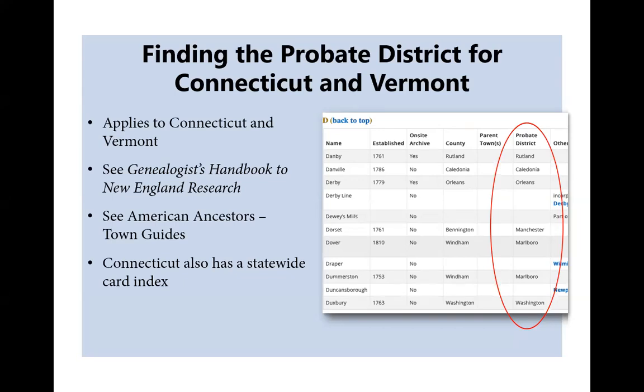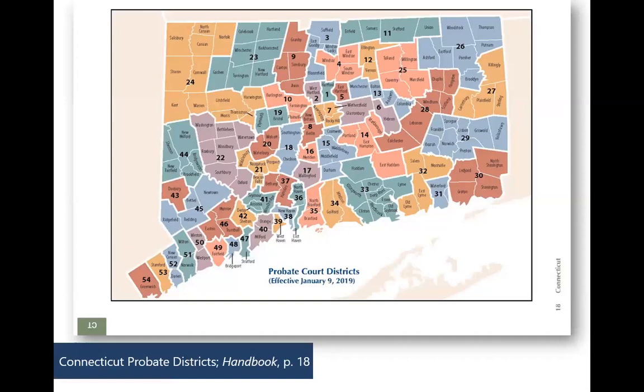Connecticut also has a statewide card index, but you do need to go to a family history center or a family history affiliate in order to view it. This slide shows the page for Connecticut probate districts by number. You may recall when I showed the Connecticut town page with the town of Chaplin, it listed the probate district as 28. That is a diagonal piece of red towards the right-hand side of your screen. And it actually includes towns from two counties, Windham and New London County.